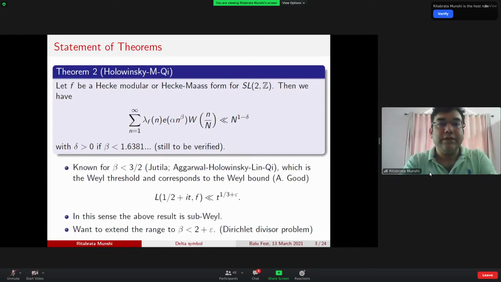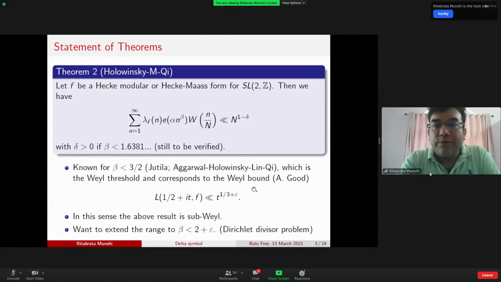Let me comment that it was known for beta less than 3/2, or beta less than 1.5, due to the work of Jutila long back, from the 1980s, I guess. And it was recently reproved, with the same range, by Aggarwal, Holowinsky, Lin, and Qi using a different technique, using the delta method actually. And this corresponds to the Weil threshold. That means if you use the Weil bound, or methods that give you the Weil bound, then you get a non-trivial bound for such sums for beta less than 1.5.